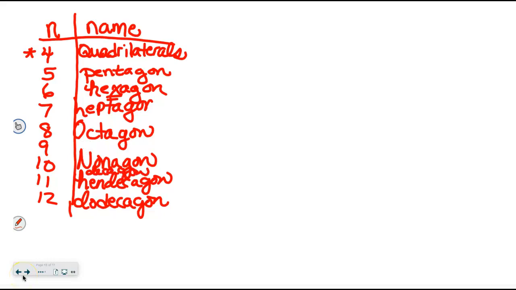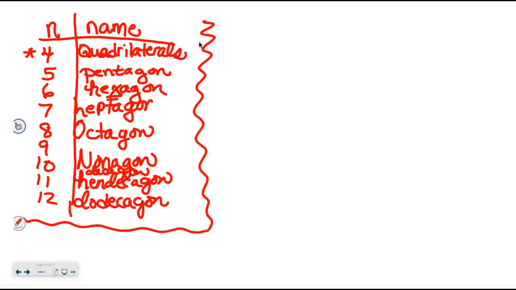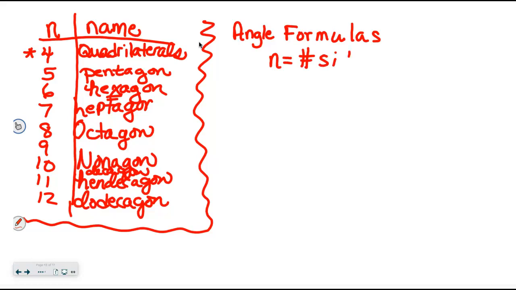All right. Then what I think you should do is kind of block that off. I don't know how you want to do it. But we also had our formulas for angles. So let's write angle formulas. And remember for these, our N stands for the number of sides or the number of angles, but I think it's easier to count up the sides, so we're going to go like that. So all our formulas deal with how many sides the polygon has.